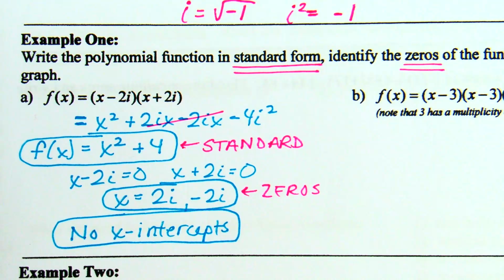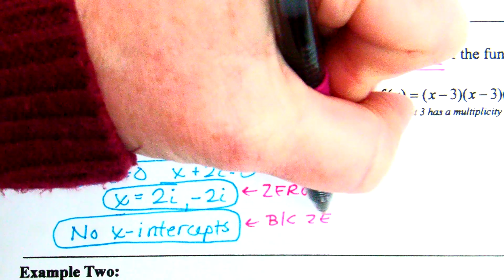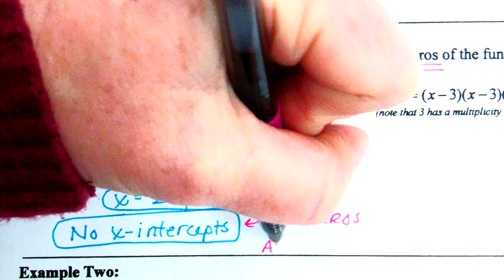So, no x-intercepts, and I'll even write myself a note out here, because zeros are imaginary.